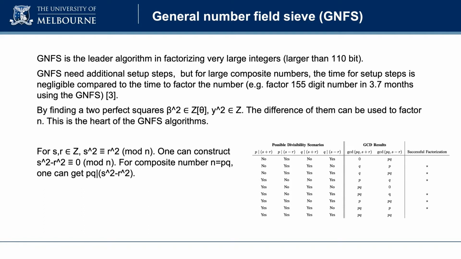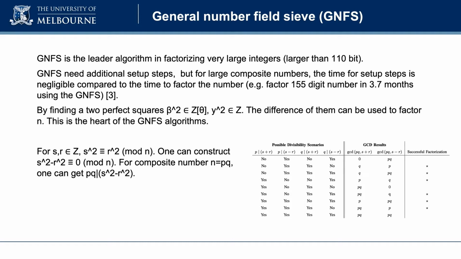But for large composite numbers, the time for setup steps is still negligible compared to the time to factor the number. Basically, GNFS shares the same idea with QS. It also tries to find a perfect square difference to factor n. For example, if we can find a perfect square difference that is divisible by n, then we have around a 50% chance to factor n. We can compute the GCD of n and a plus r, and the GCD of n and a minus r. The implementation of QS is straightforward for finding the perfect square difference, but for GNFS, the process is more complicated.